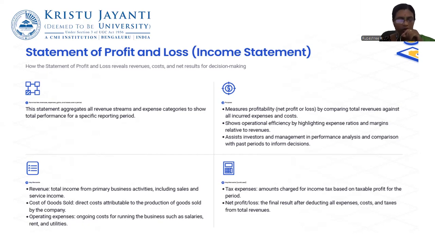Now, overall, on a whole, why do we analyze the P&L? Firstly, to measure the profitability position of the company, which compares the total revenue against incurred expenses and costs. Second reason for doing analysis of P&L is to show the operating efficiency by highlighting expense ratios and margins relative to revenues. And the third reason is to assist investors and management in performance analysis and comparison with the past period and to inform them of the strategic decisions that we have to take and lead in the future. So this is the reason why the second statement of financial reports is being prepared, which is called the P&L or the income statement.